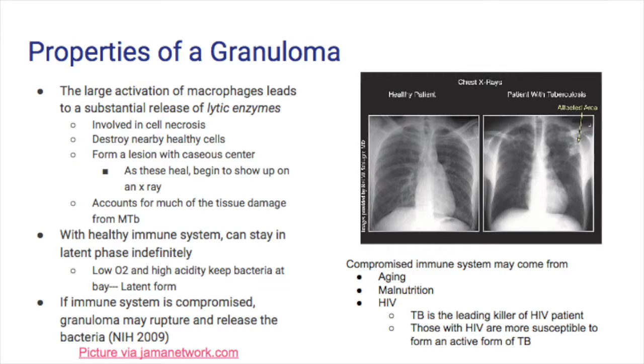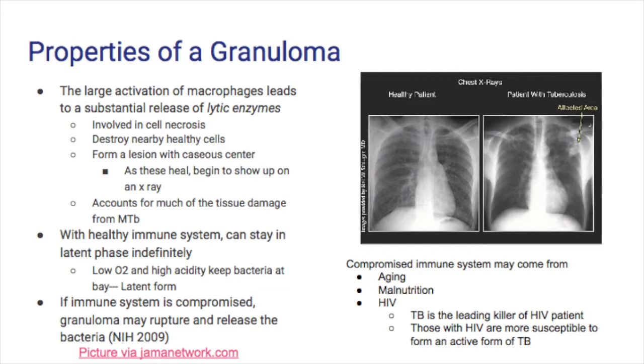So I'm going to get into talking about the properties of a granuloma and what it looks like and what it does for our diagnosis of tuberculosis. So the activation of these macrophages leads to a substantial release of lytic enzymes. Lytic enzymes are ones that participate in lysis. They're involved in programmed cell death, so cell necrosis, and they destroy, unfortunately, nearby healthy cells within the lungs.